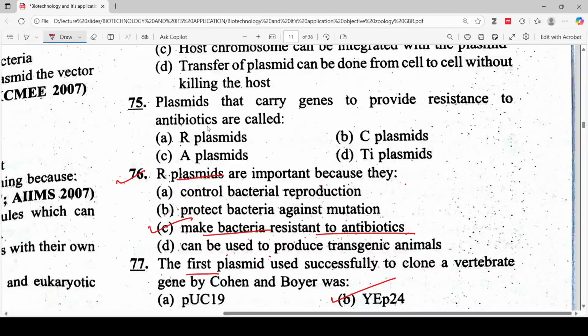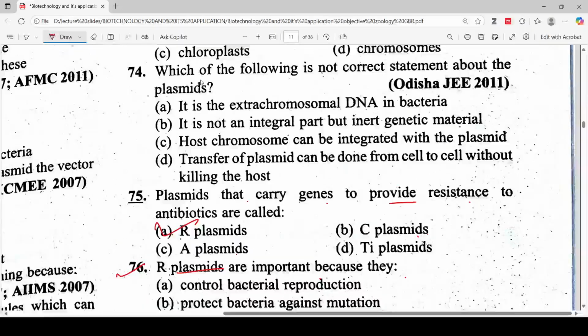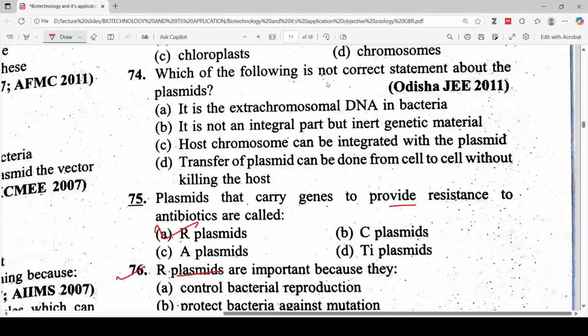Next question, plasmids that carry genes to provide resistance to antibiotics are called R plasmids, RA plasmids, C plasmids, and TI plasmids. So the correct answer will be option A, R plasmid. Next question, which of the following is not a correct statement about the plasmid?